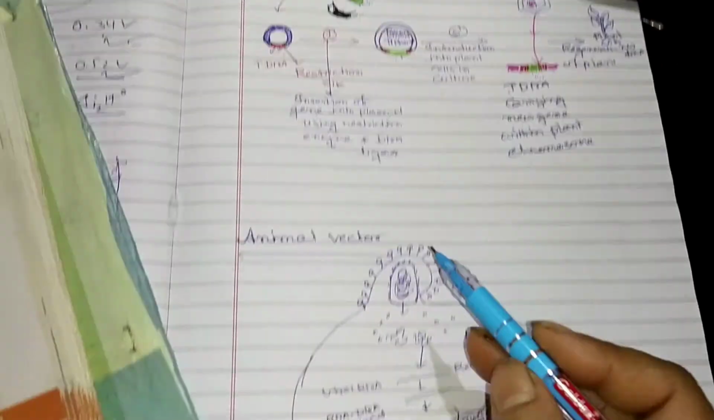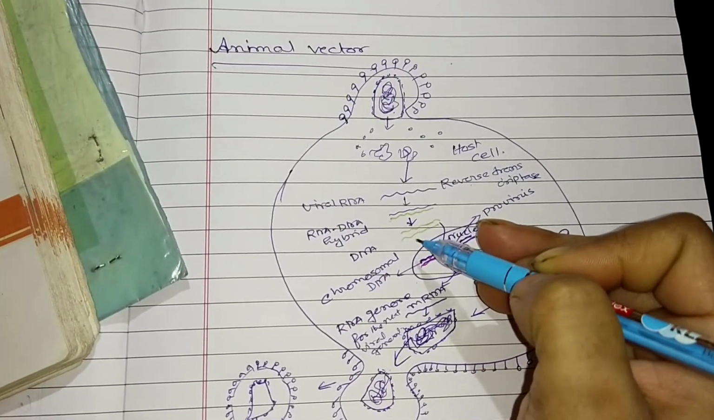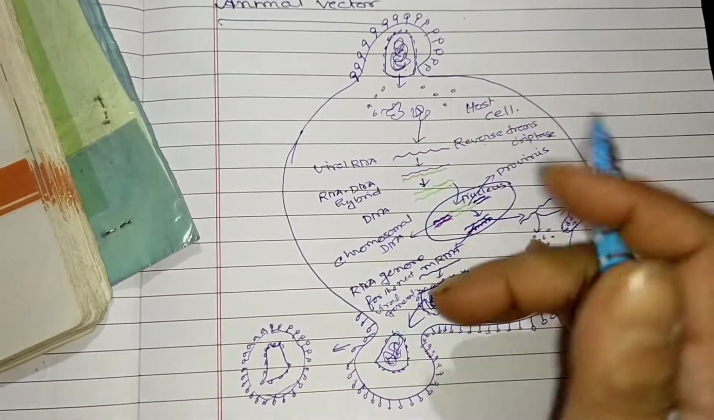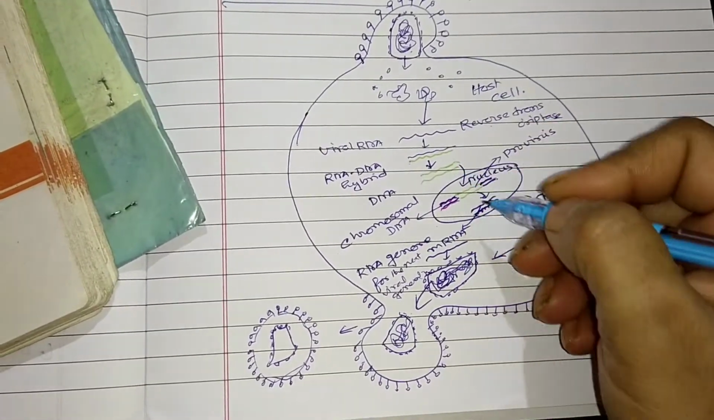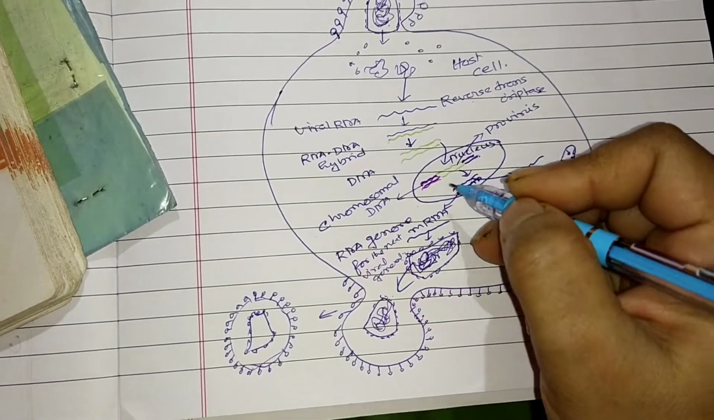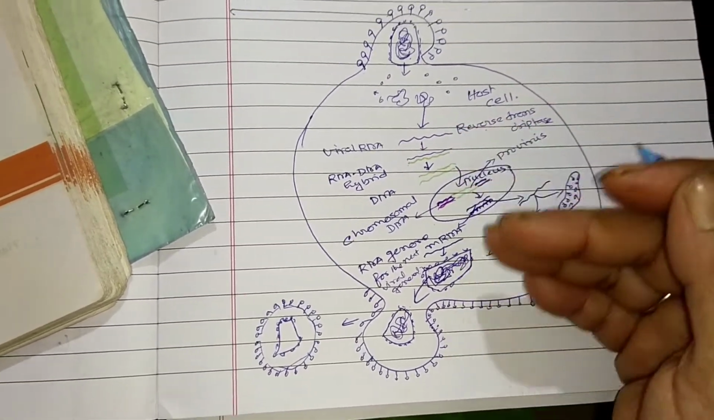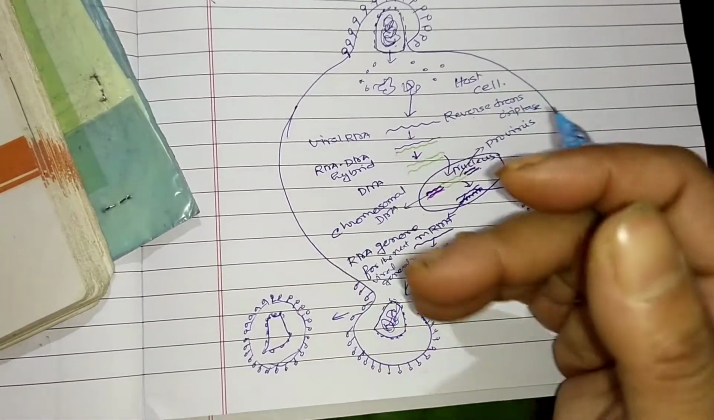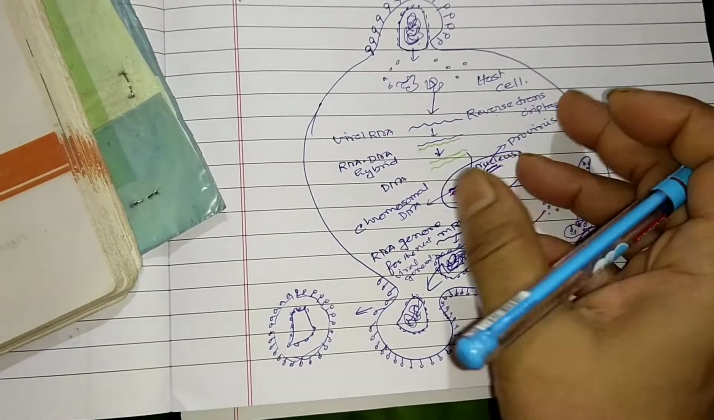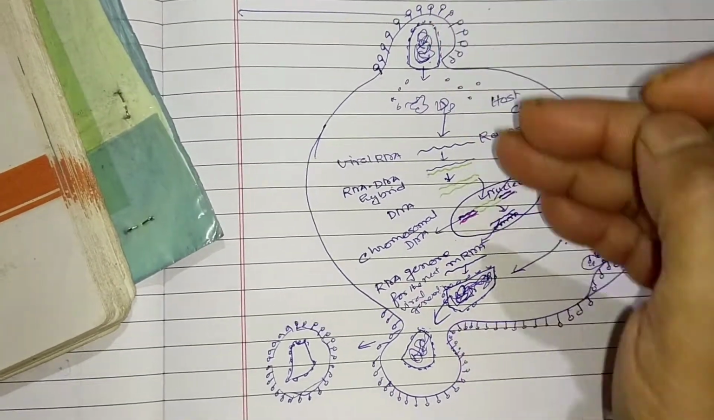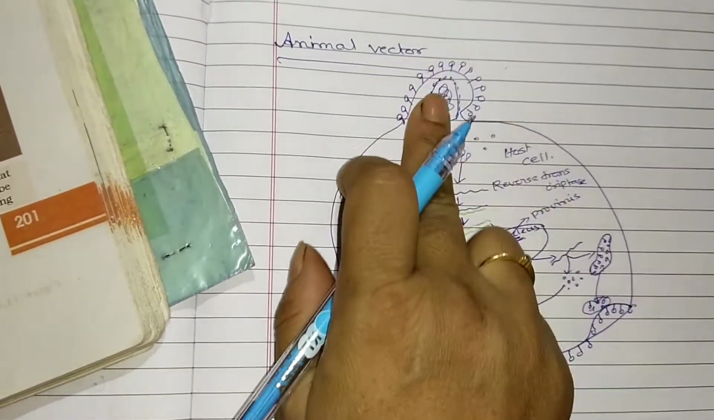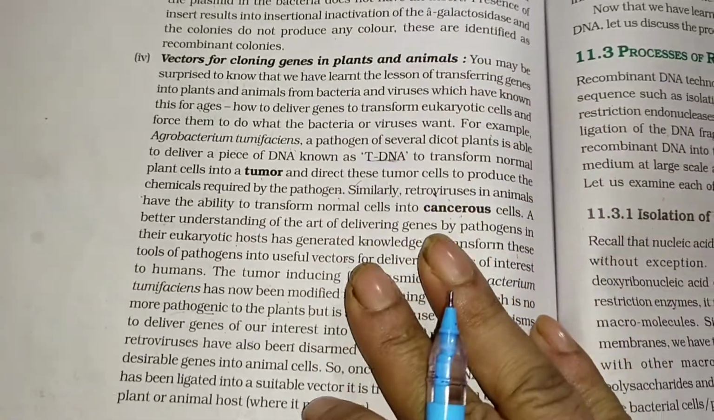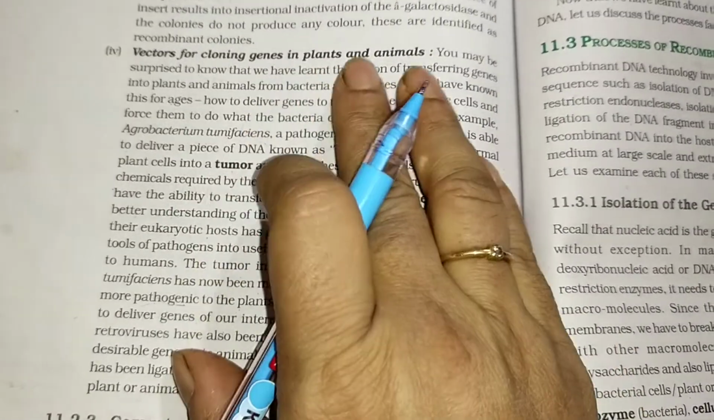This is plant vector and this one is animal vector. Clear now? So what we need is that we can get here by introducing the viral DNA into the chromosomal DNA. Once you introduce it into the chromosomal DNA, as it replicates, we are definitely getting more and more of that desired gene. That desired gene will be introduced here with the help of the retrovirus. So this is about how vectors are cloning genes in plants and animals.